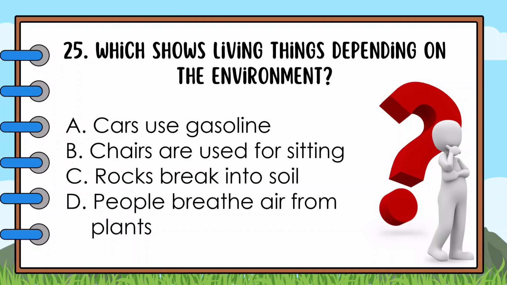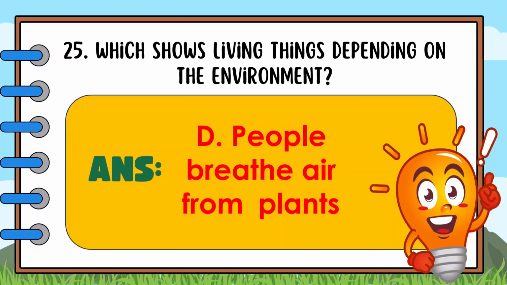Which shows living things depending on the environment? A. Cars use gasoline. B. Chairs are used for sitting. C. Rocks break into soil. D. People breathe air from plants. The answer is D. People breathe air from plants.